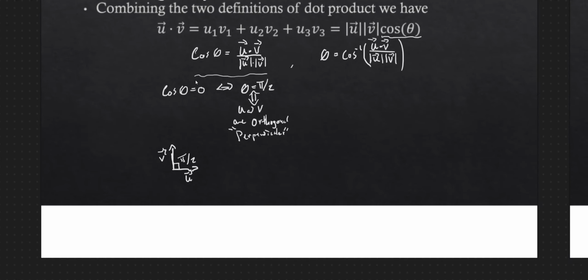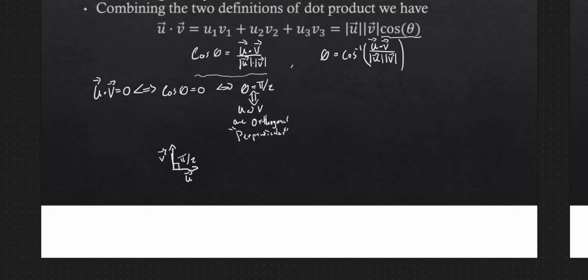I mentioned that cosine of theta is 0 if and only if theta is pi over 2. So if two vectors are orthogonal or perpendicular, then the cosine of theta is equal to 0. And in this case, that means u dot v, because magnitude u and magnitude v are going to be positive quantities, must be equal to 0, if and only if.